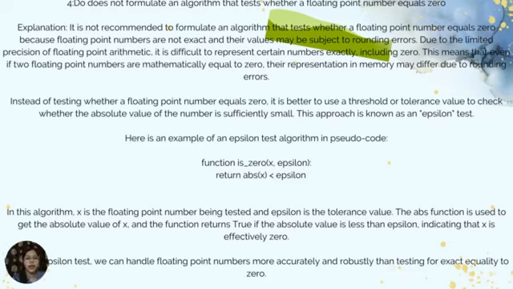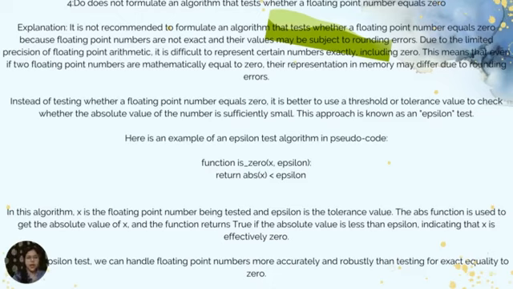due to rounding errors. Instead of testing whether a floating point number is equal to 0, it is better to use a threshold or tolerance value to check whether the absolute value of the number is sufficiently small. This approach is known as an epsilon test. Here is an example of an epsilon test algorithm in pseudocode. Function is0(x, epsilon), return ABS of x is less than epsilon.